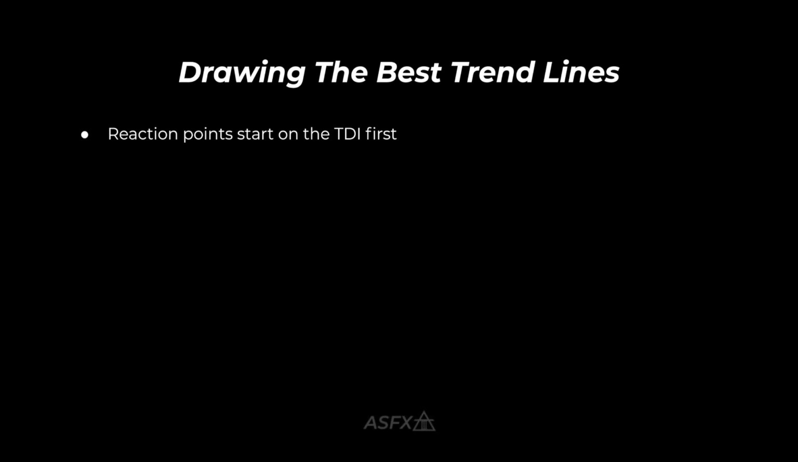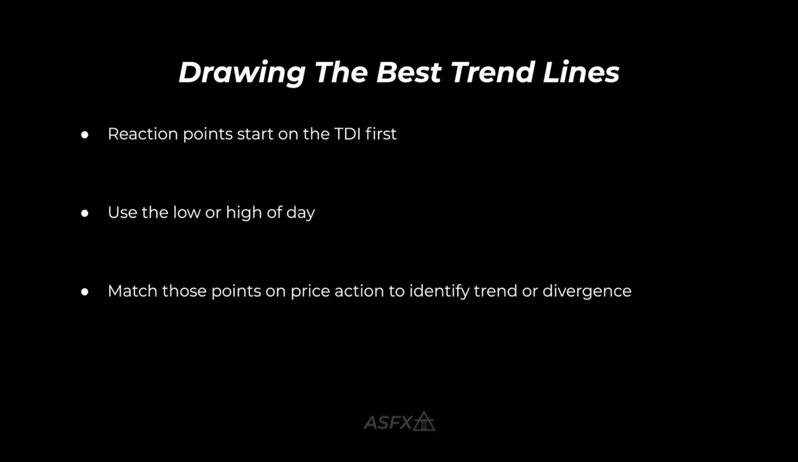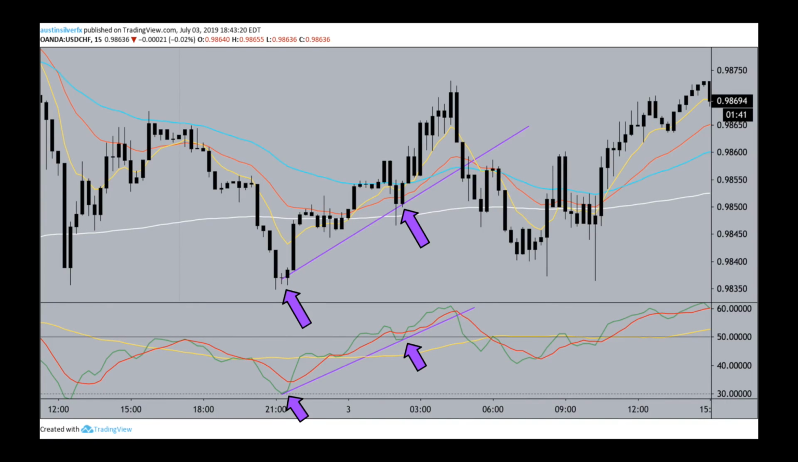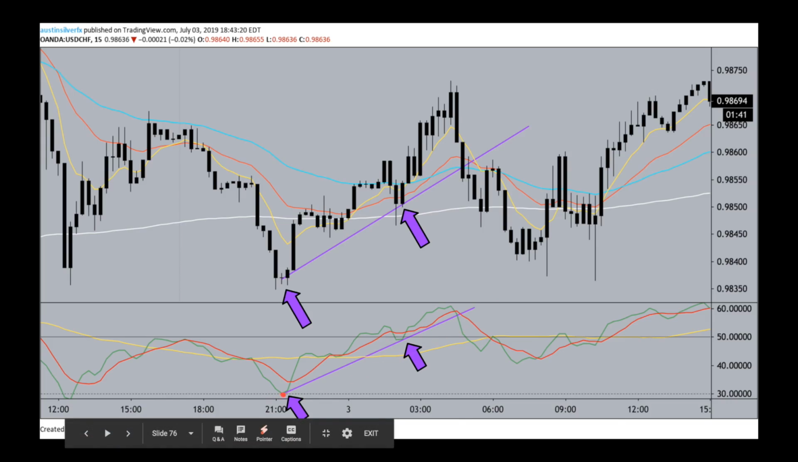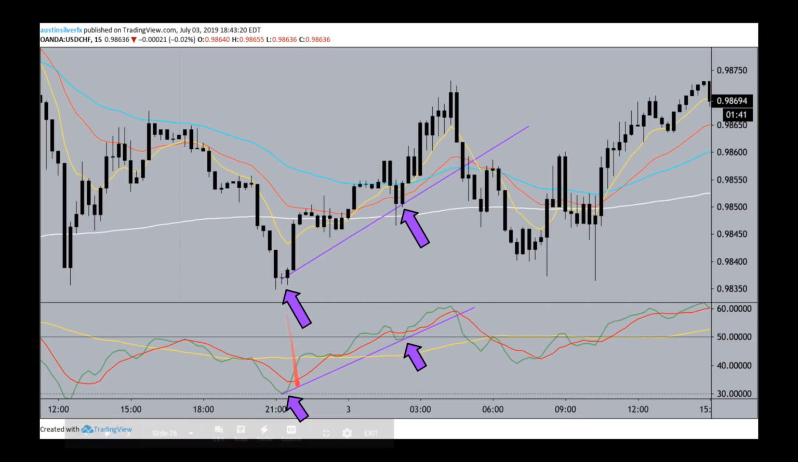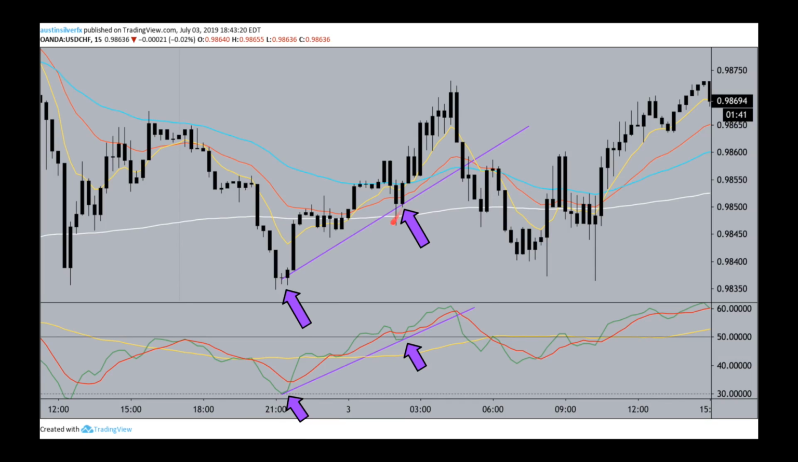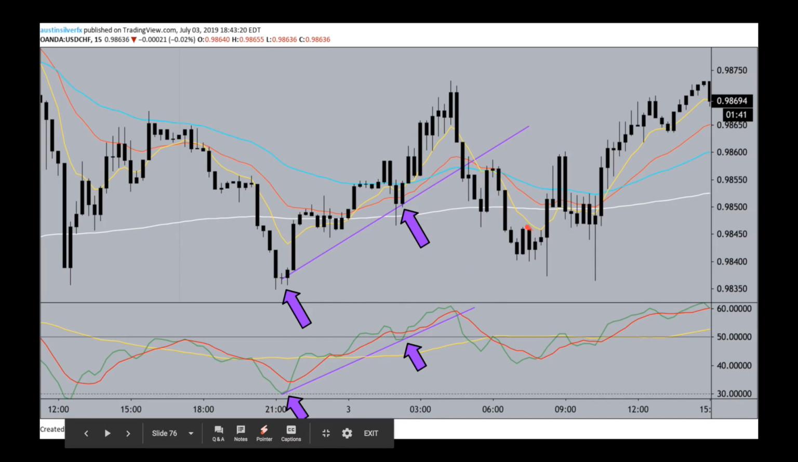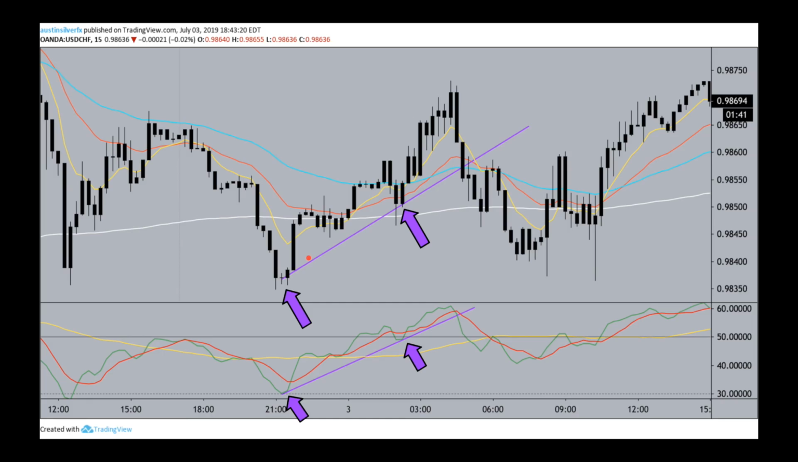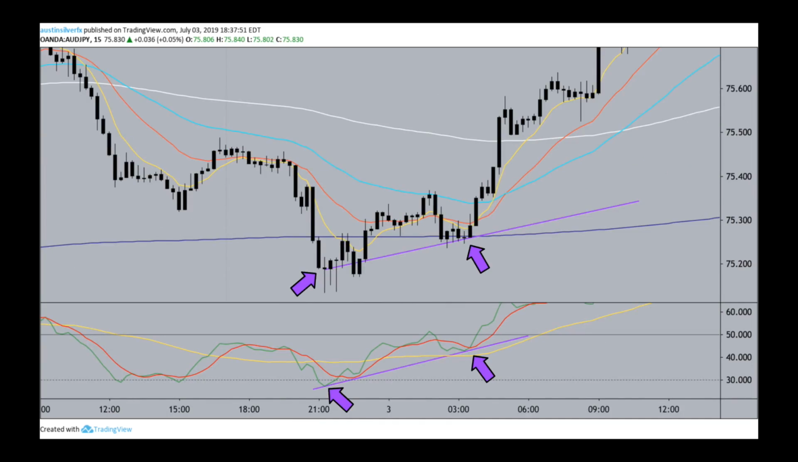Again, I said this a few minutes ago, but reaction points are going to start on the TDI first. You're going to use the low of the day or high of the day, and you're going to match those points on price action to identify the trend or divergence. Here is a great example. You would start here at your RSI low for the day and connect it to your price action low of the day. The next point in this uptrend is clearly the first pullback in here, and if you match that on price action, you can see there is no divergence. This is a clean uptrend, and when that uptrend is broken, RSI falls and it ends up moving lower. So this is no divergence. This is clean trend drawing with the TDI in combination with price action.